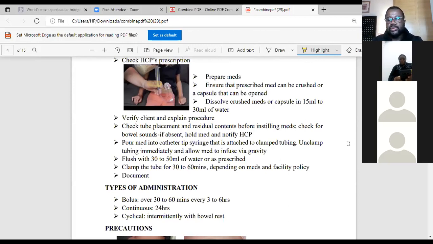Now, there are what we call two patient identifiers. We always say that is the name and the date of birth of the patient. You can use other parameters to identify the patient. Be sure that you are feeding the right patient, like in the hospital setting. But if you're working in a one-on-one setting, you know that it's the right patient, but always try to check and explain your procedure. Make sure that the tube is in the right place.